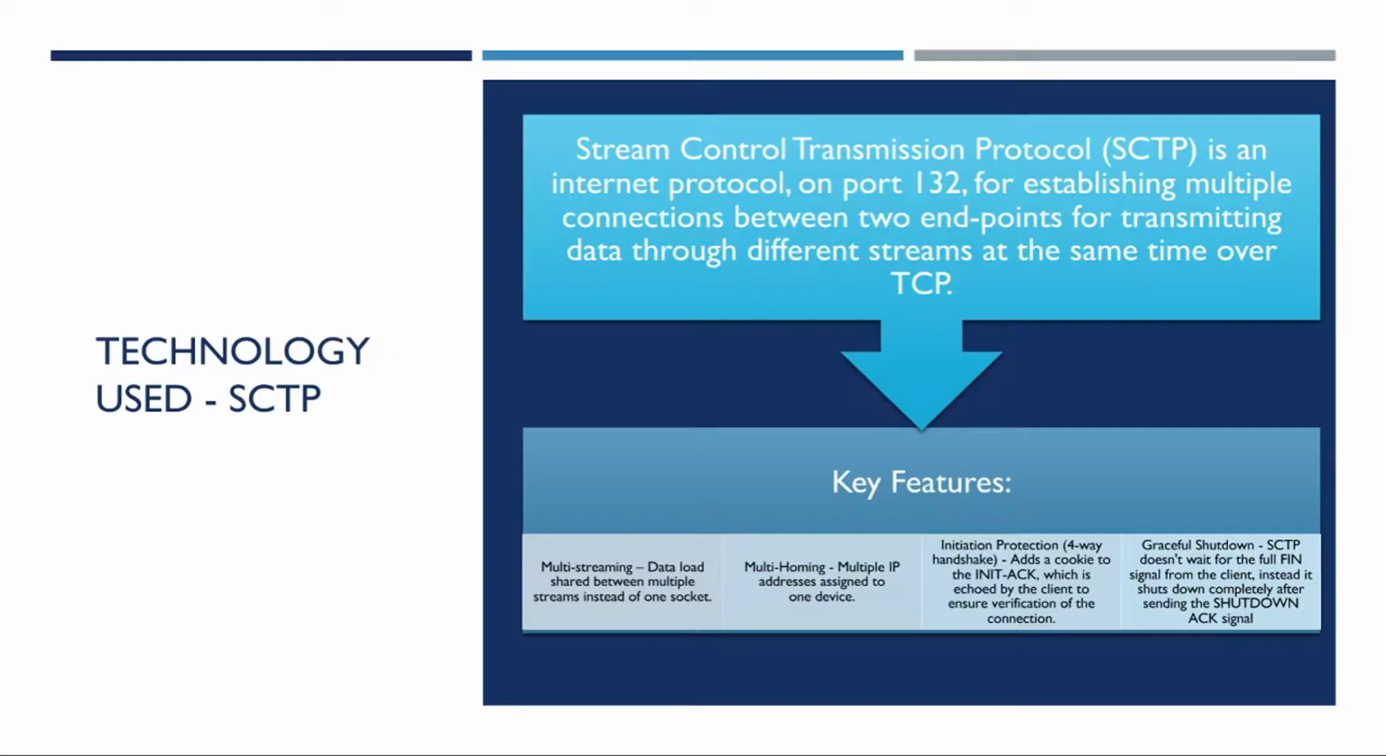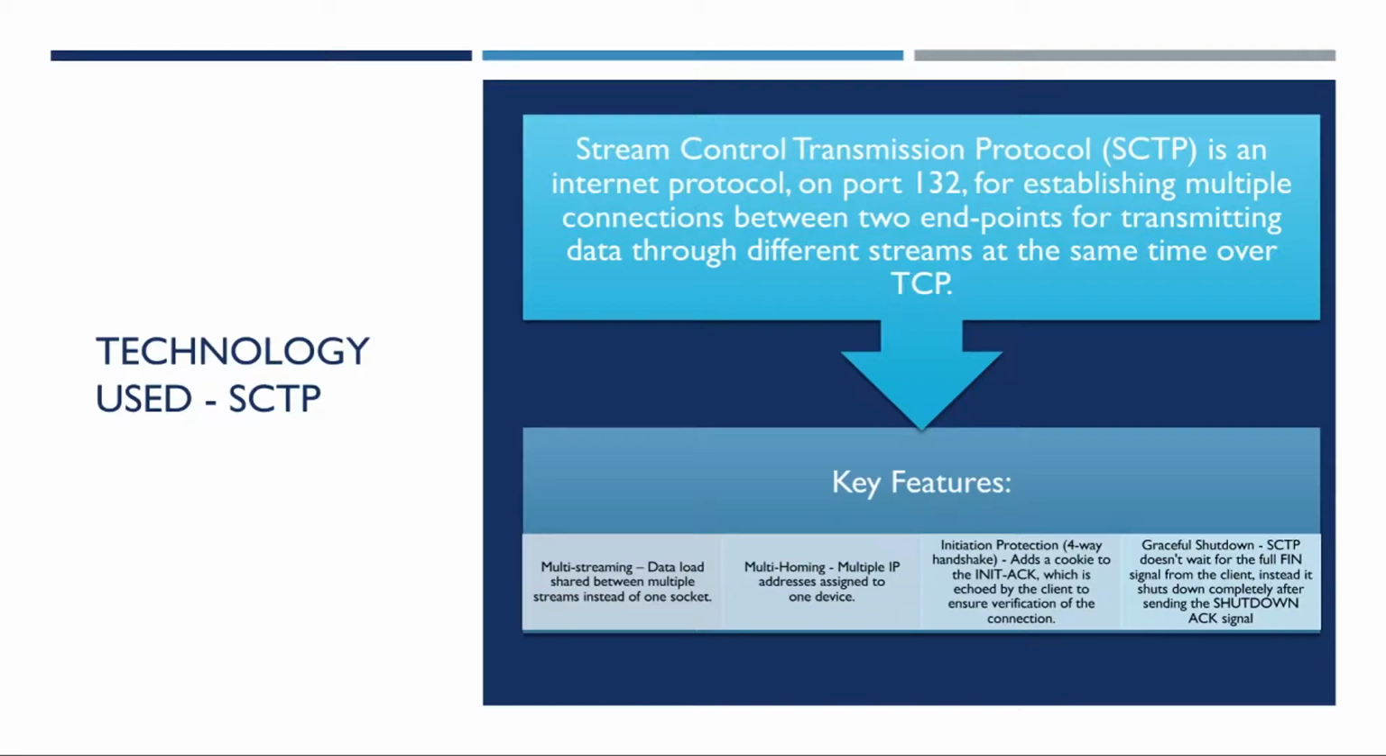Initiation protection, which is a 4-way handshake instead of a 3-way handshake, which we will cover later on. The main function of it is adding a cookie to the init ACK, which is echoed by the client to ensure verification of the connection.